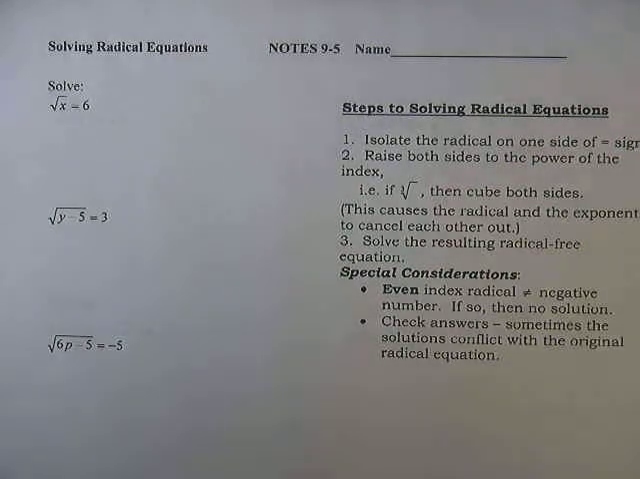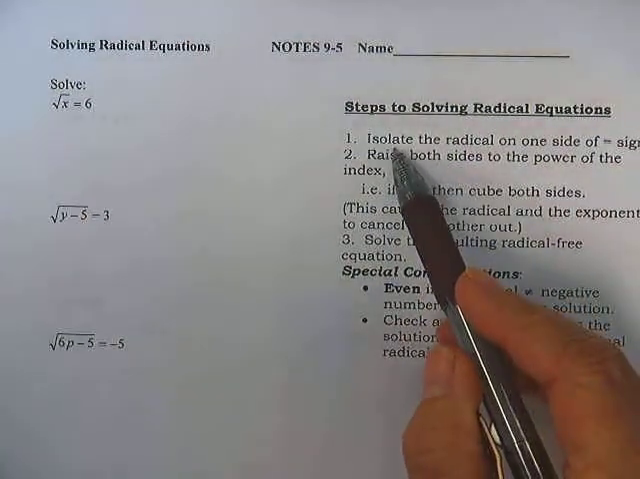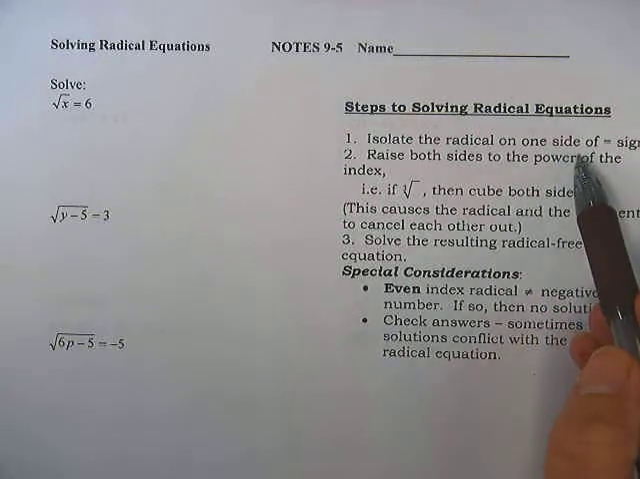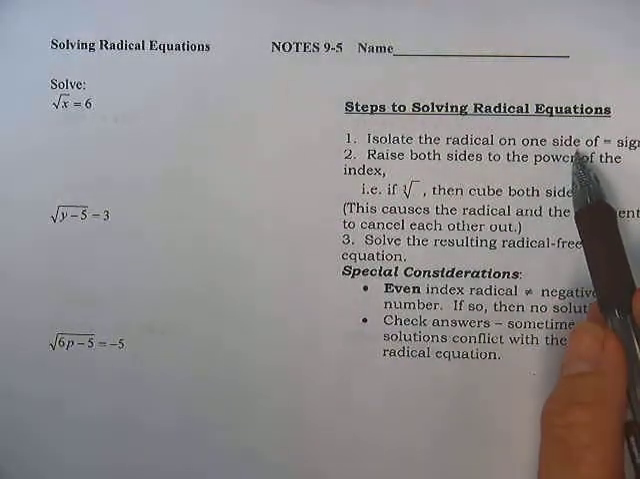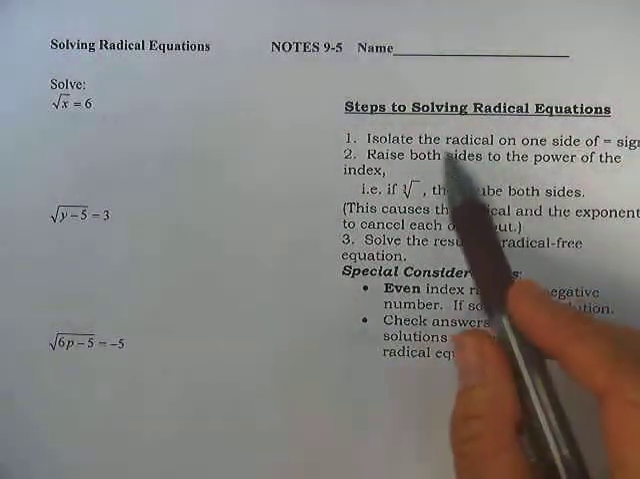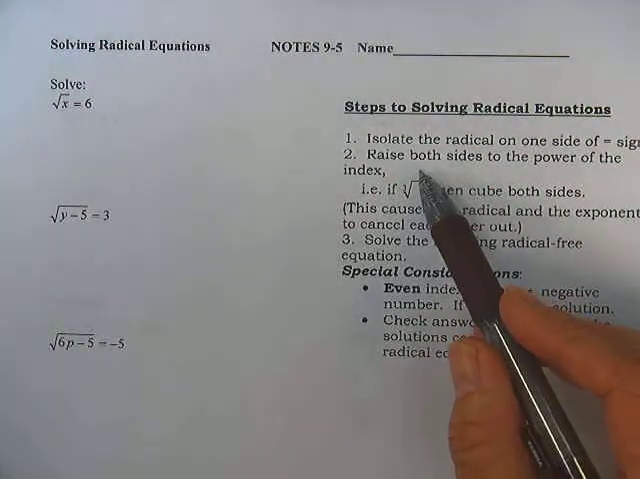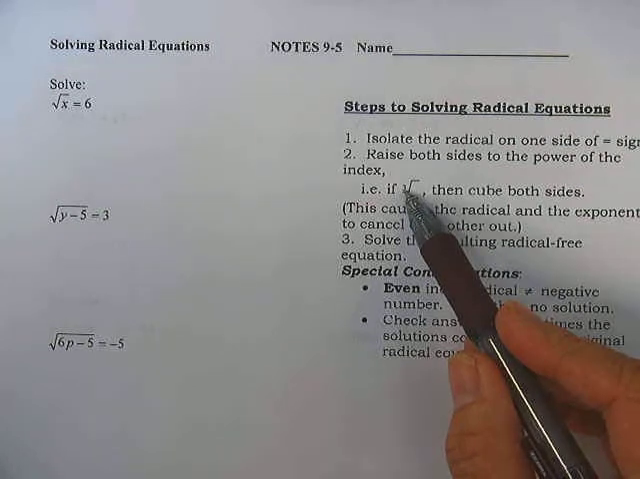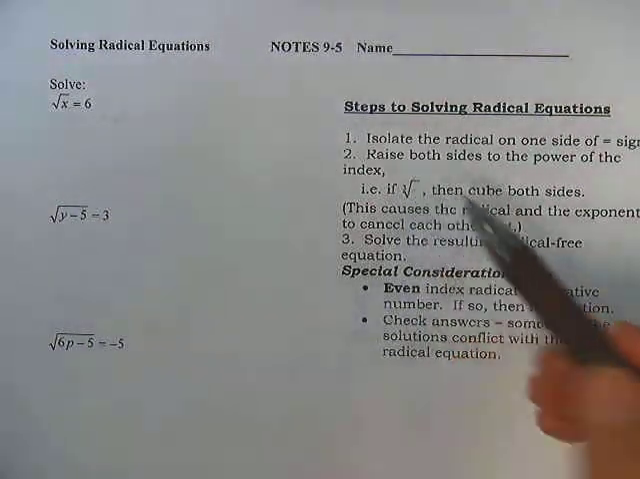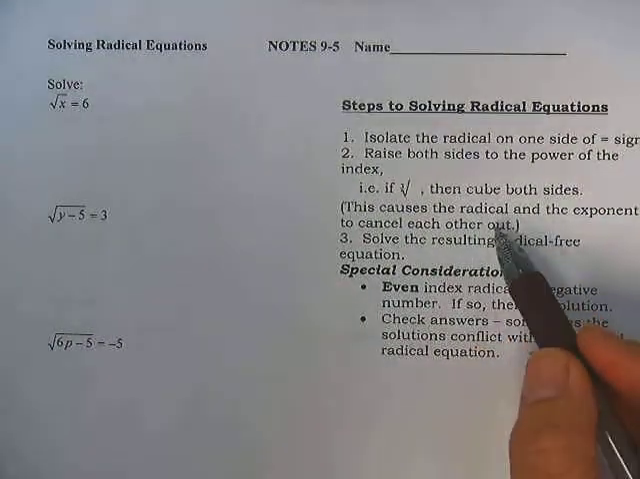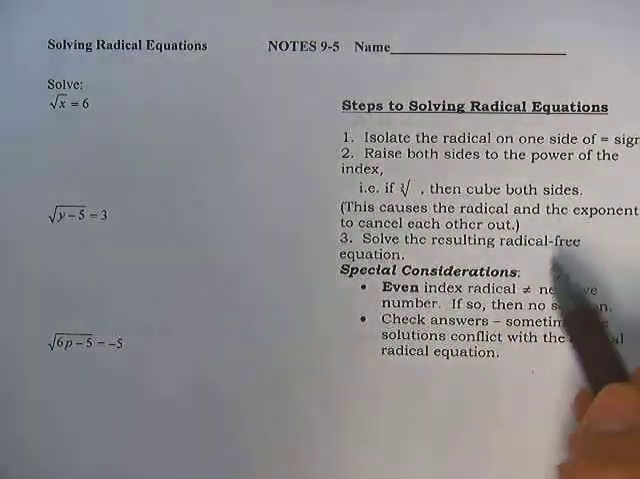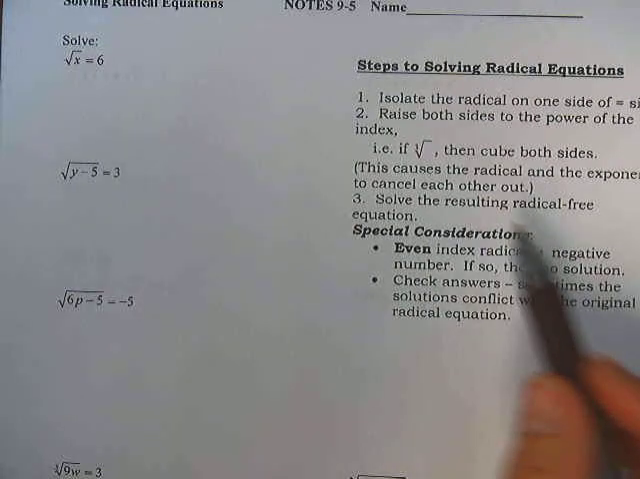Okay, today we're going to be talking about solving radical equations. There's a couple of steps to solve these. The first thing you always want to do is isolate the radical on one side of the equal sign. So make sure that the only thing on one side of your equal sign is the radical. Then you're going to raise both sides of the equation to whatever your index is. So if you had something to the 1/3 power, you're going to cube it. If it was to the 1/4, you'll raise it to the 4th power. That will cause your radical and the exponent to cancel, and then you solve the final equation.